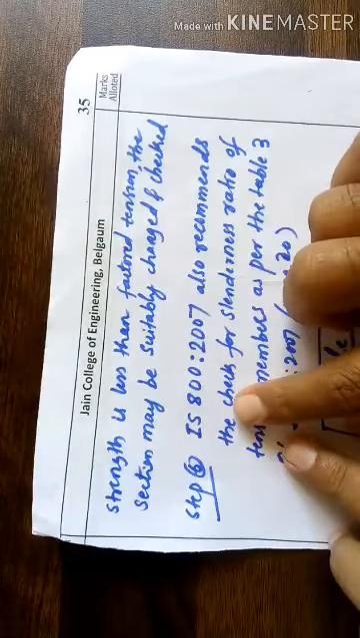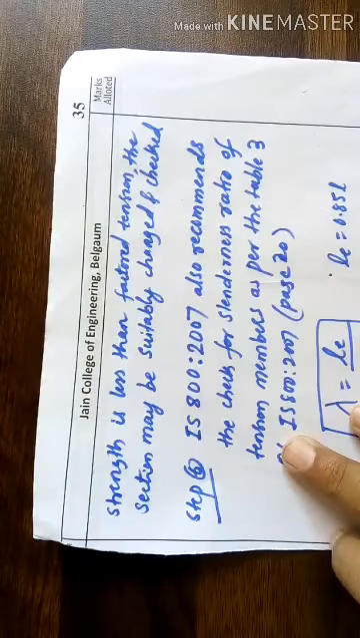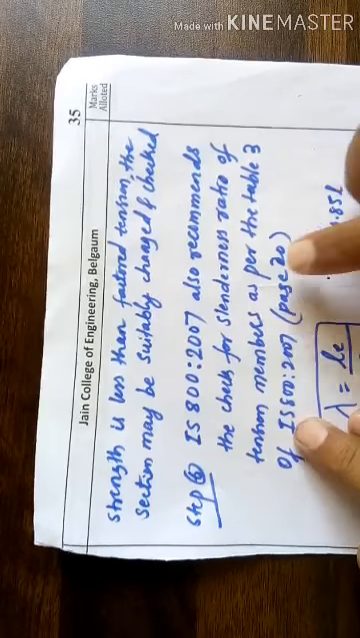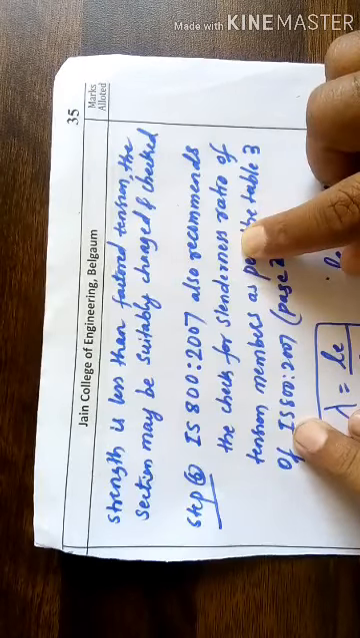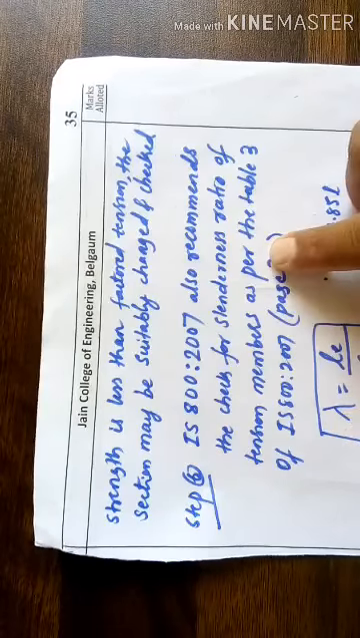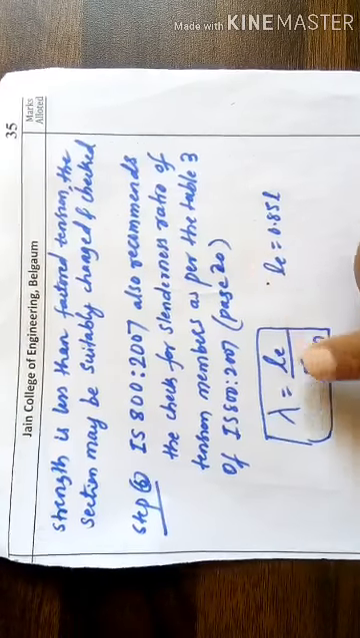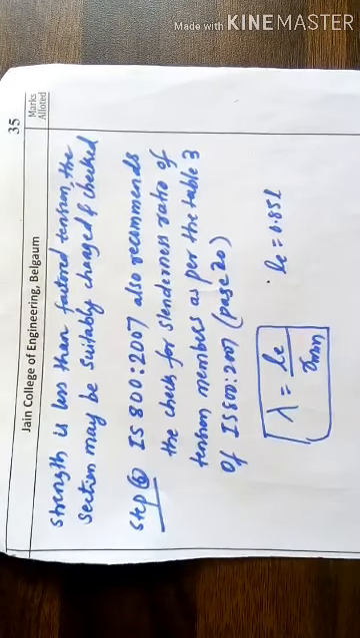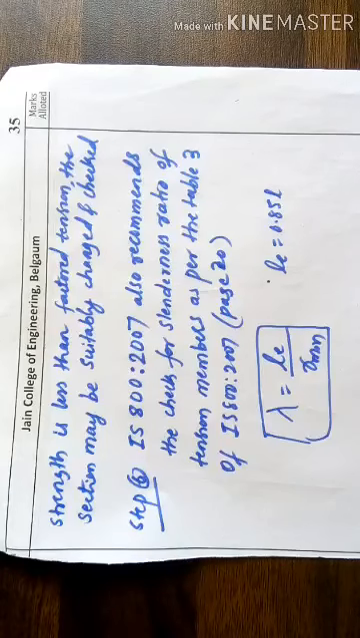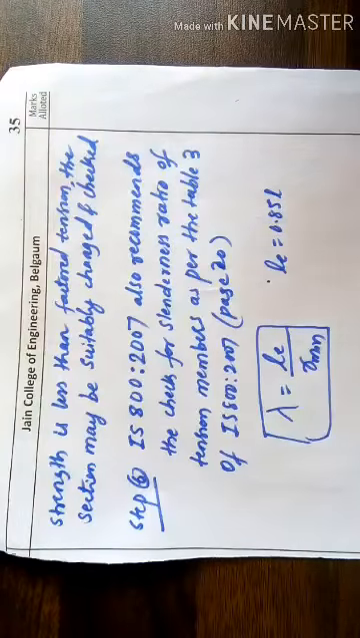Then step number 6: IS 800:2007 also recommends checking the slenderness ratio of the tension member as per Table 3 of IS 800:2007, page number 20, where the slenderness ratios are given. I'll show you in the code book. If you refer to page number 20, here they mention the maximum effective slenderness ratio.